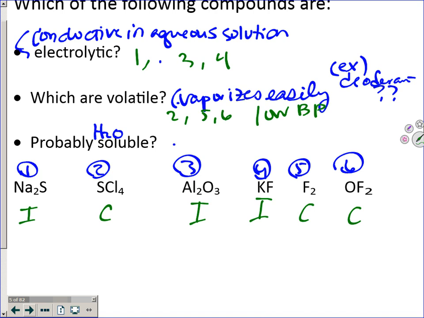Okay, likely soluble in water would be what kind of things? If they have hydrogen or oxygen. You're thinking about hydrogen bonding with water, I think. Just generally soluble, like will dissolve in water. That's what I'm looking for. All right, I'll come back to you. Yeah, Emily. Yeah, all the ionic ones should generally be soluble in water. So 1, 3, and 4.